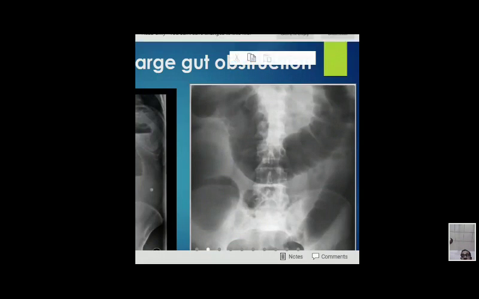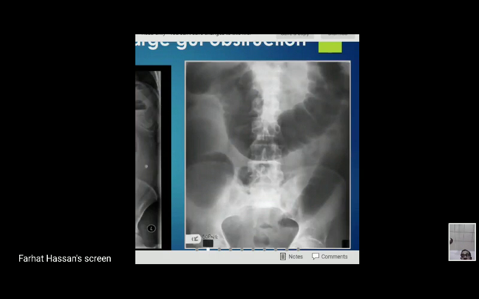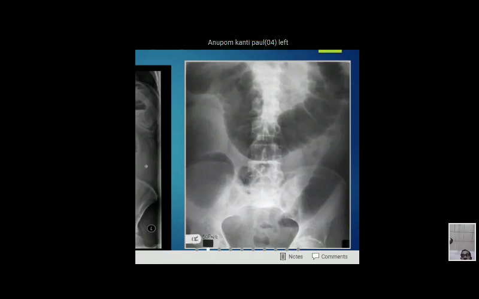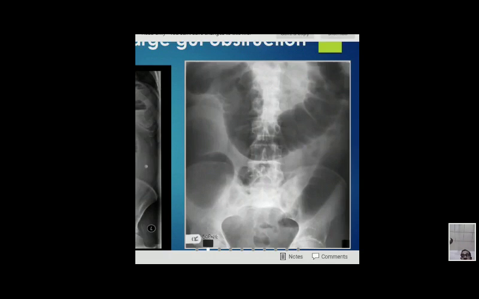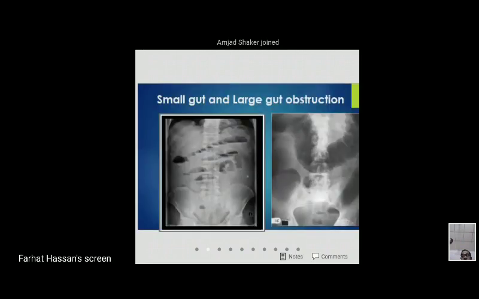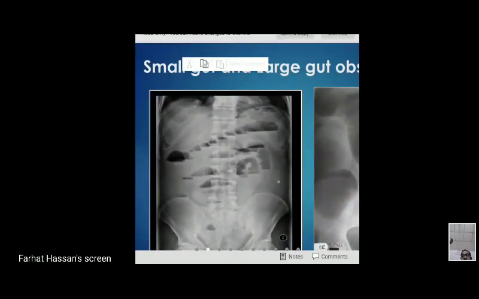Though it is not a gas fluid level, it is dilated bowel loops. In case of large bowel obstruction, it is peripherally placed, and it is an incomplete haustral fold. You have seen there is an incomplete haustral fold, that is, mucosal fold incomplete. So, in case of large bowel obstruction, multiple gas fluid levels are placed peripherally, and haustral folds are incomplete. So this is small intestinal obstruction.